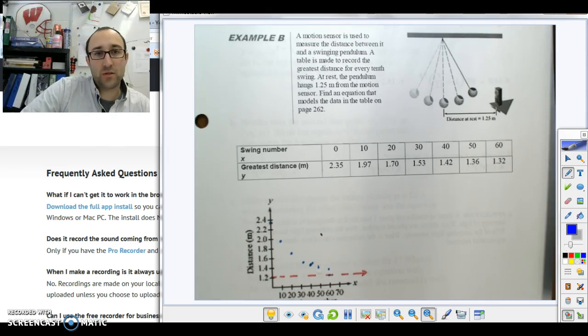A motion sensor is used to measure the distance between it and a swinging pendulum. A table is made to record the greatest distance for every 10th swing. At rest, the pendulum hangs 1.25 meters from the motion sensor. Find an equation that models this data, and I put it right here.